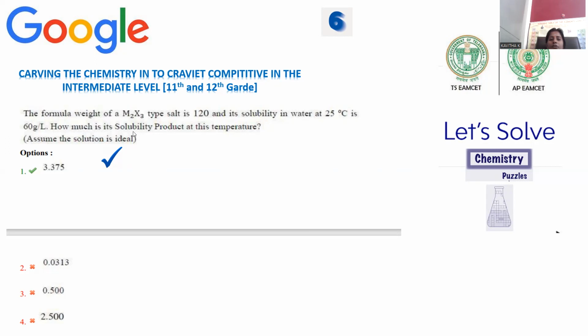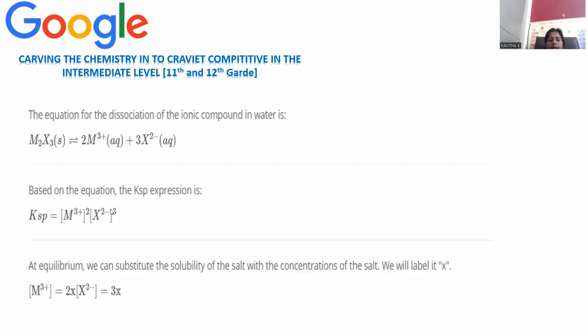If solubility is known to you, it is obvious to calculate the solubility product also, right? So the correct answer will be 3.37, and we will see how to achieve this 3.37. In order to get that, first of all, let's put the salt in water. Whenever this M2X3 salt is added to water, it will dissociate into 2 moles of M plus 3 ion and 3 moles of X minus 2 ion in the aqueous solution. This is the way ionization is carried.